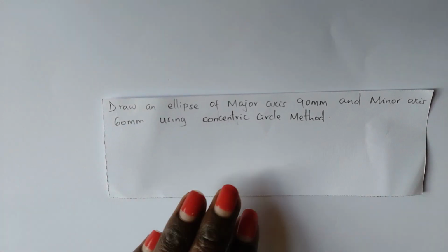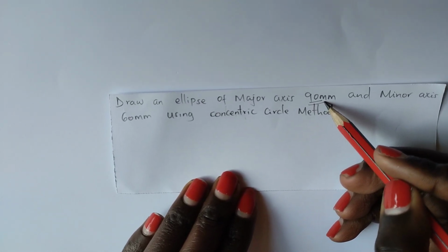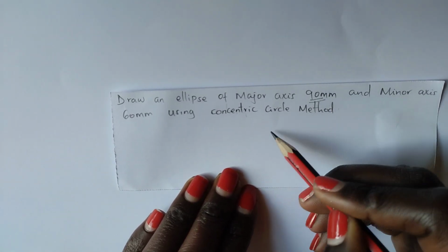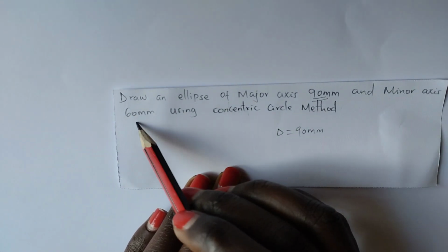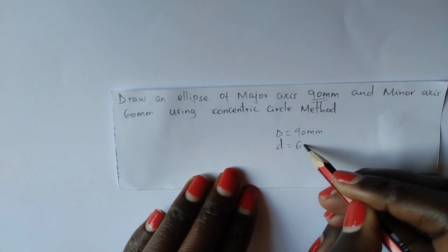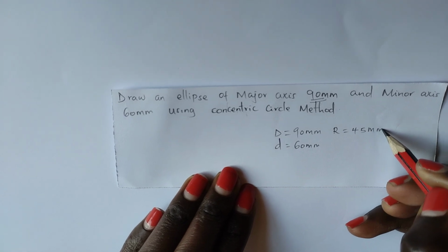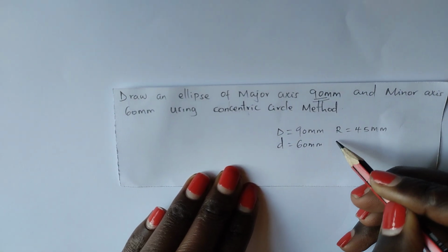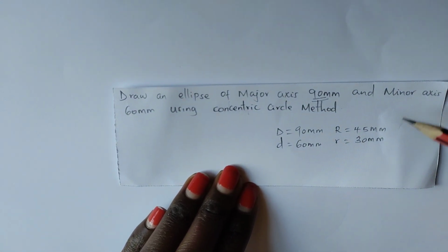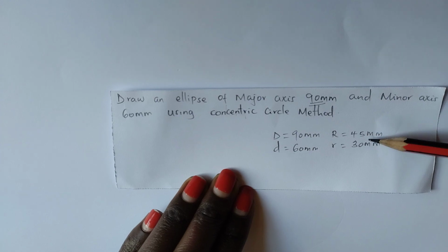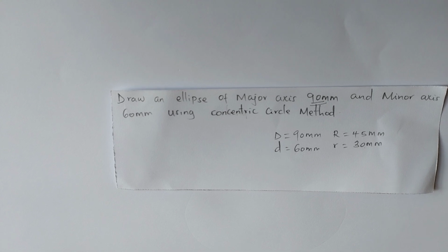Because we have concentric circles, it means that we have two circles. We have the first circle, which is our major circle of diameter 90 millimeters. And then we have this smaller circle of diameter 60 millimeters. So the radius of the major circle is 45 millimeters, and the radius of the minor circle is 30 millimeters. So we're going to draw the two circles of radius 45 and radius 30 millimeters.